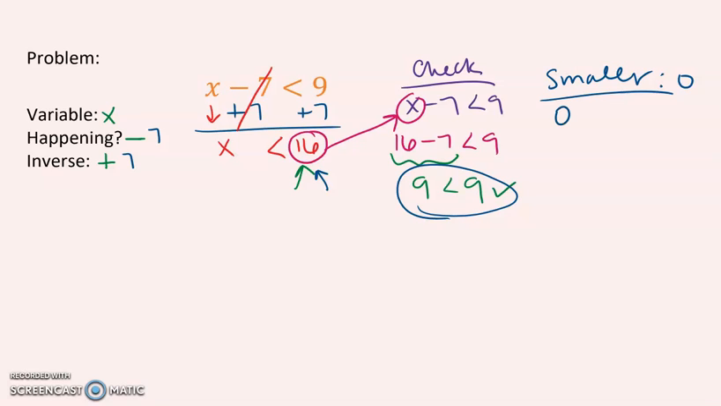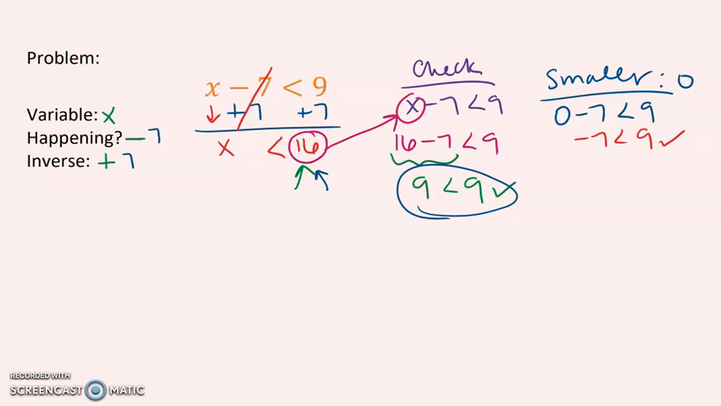So I'm going to say 0 minus 7 is less than 9. 0 minus 7 gives me negative 7. And now I have to ask myself, is negative 7 smaller than 9? And it in fact is, which tells me that my smaller is probably correct, right? X should be a number smaller than 16.